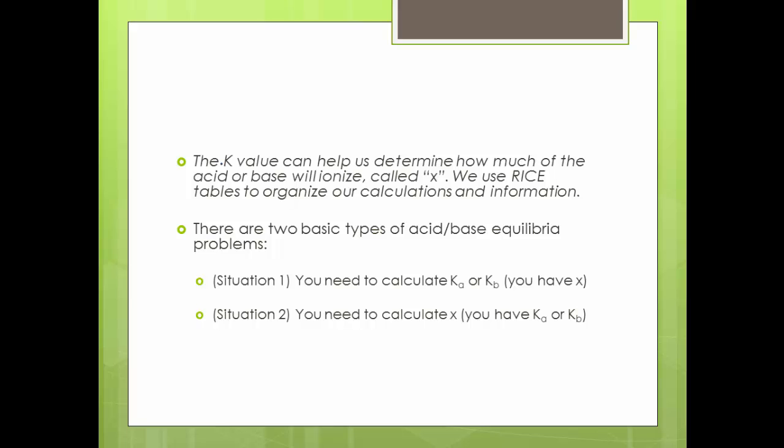All right, the K value, what does it do? It helps us determine how much of the acid or base will actually ionize, and the amount that does ionize we call X. We're going to use a RICE table that we learned about in the solubility chapter that we just finished to organize our calculations. There's 2 basic types of situations here. Again, the 2 variables we're going to have, the K value and X, the actual molarity amount that ionizes. If you need to calculate Ka or Kb, you have to be given X, or vice versa. If you have to calculate X, you have to know Ka or Kb.